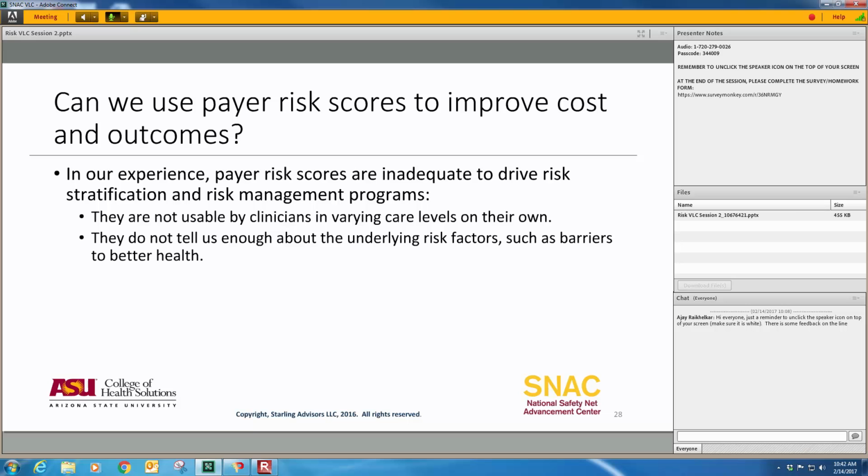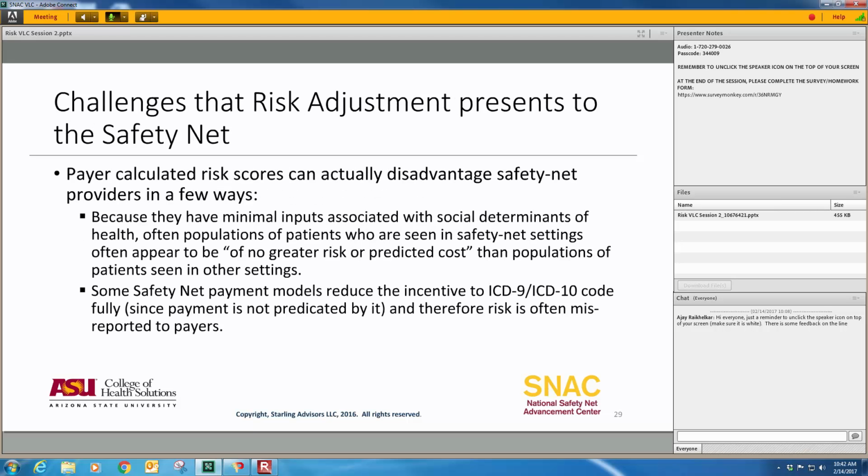They're not particularly easy to understand, therefore they're not particularly usable by clinicians to vary care levels on their own. And they don't tell us enough about the underlying risk factors, such as barriers to better health. It's perfectly valuable to know that the patient's had a heart attack, but chances are your clinicians already know that. The questions that really revolve around better managing risk usually are: is the patient willing to be an active participant in changing their health outcomes? Are they willing to co-develop with their provider a treatment plan to get them to a better health status, and then can we get them the resources necessary to do that? Those are the types of things that typically drive change.